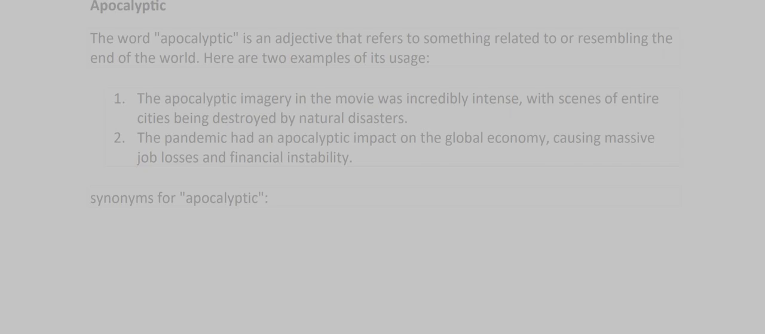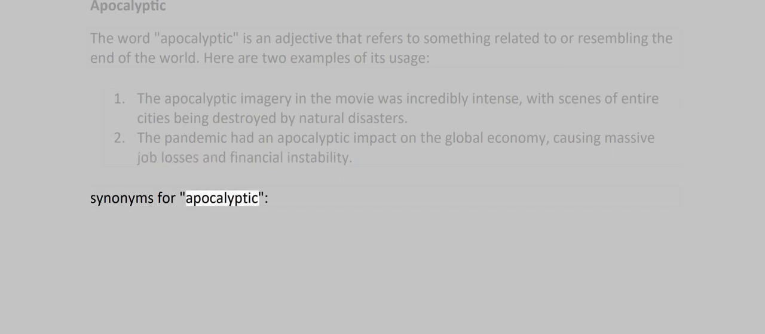Apocalyptic. The word apocalyptic is an adjective that refers to something related to or resembling the end of the world. Here are two examples of its usage. 1. The apocalyptic imagery in the movie was incredibly intense, with scenes of entire cities being destroyed by natural disasters. 2. The pandemic had an apocalyptic impact on the global economy, causing massive job losses and financial instability.